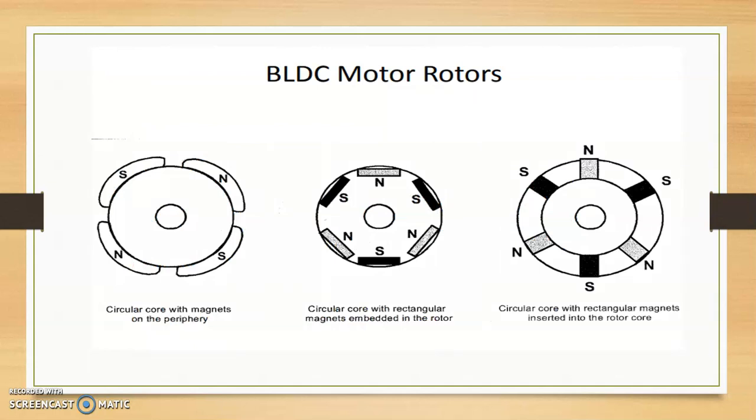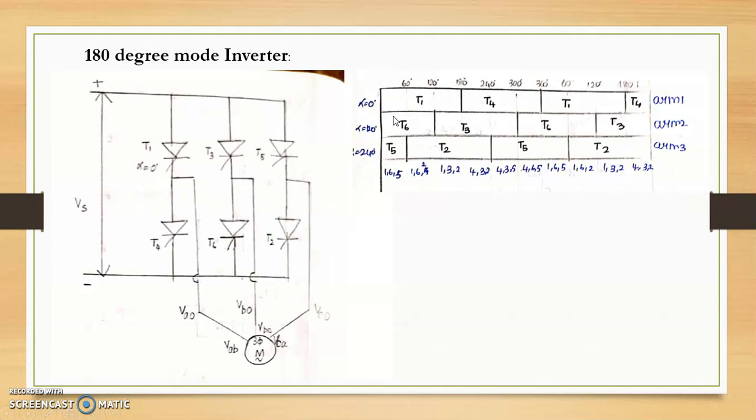Normally the rotor construction will depend upon the position of your magnets. So the first rotor structure may have a circular core with magnets on the periphery. In the second structure, the circular core has rectangular magnets which are embedded inside the rotor. And the third one will be a circular core of the rotor having rectangular magnets inserted like poles. Normally these kinds of rotors are preferred in BLDC applications.